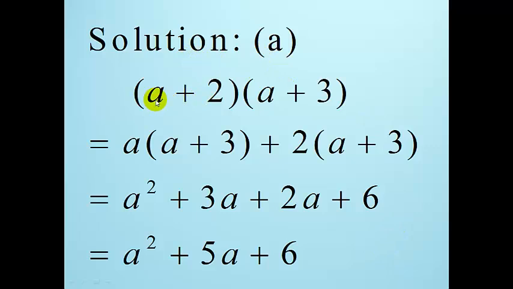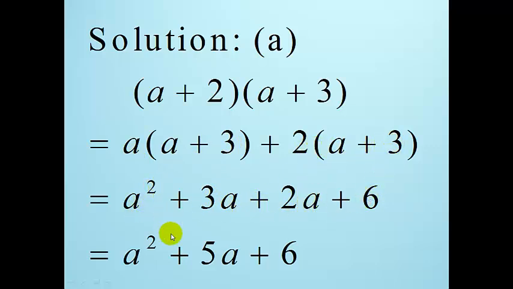A. From A we were given a plus 2 multiplying a plus 3. So the first term multiplies the second bracket and the second term also multiplies the second bracket. So a times a plus 3, plus 2 times a plus 3. This is equal to a times a equals a squared. A times 3 equals 3a, plus 2 times a equals 2a, and 2 times 3 is equal to 6.